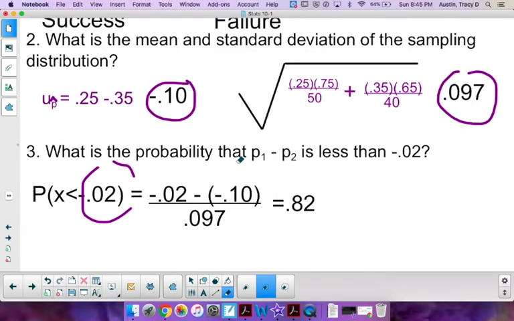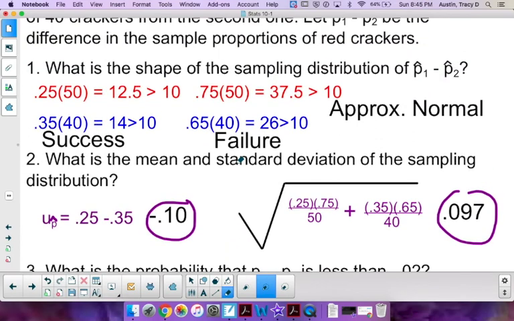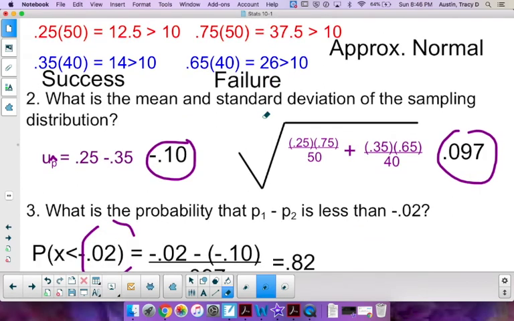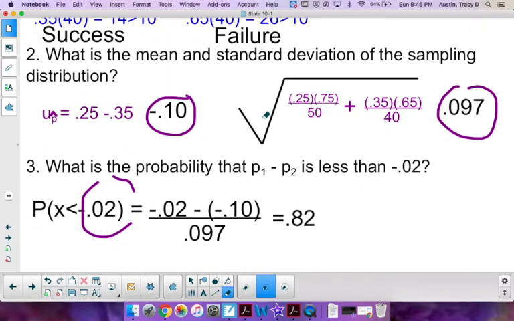Okay, so we've got the biggest things that we need to do. We need to make sure that we have our normal. We're going to state in our independence that both sets are the same size that they need to be as far as less than 10% of the population. And we have all the pieces that we need in order to do an open response question of this sort, of the difference between two proportions.